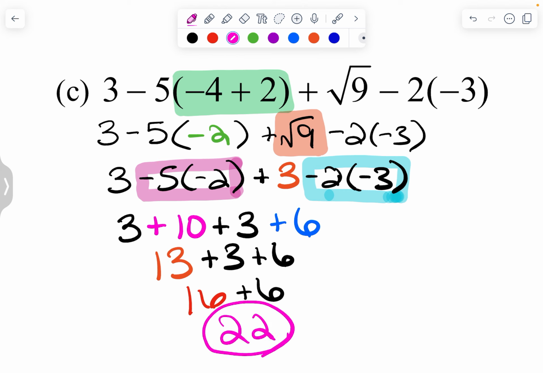All right, so that takes us through the last section of Notes 1 on order of operations. Please let me know if you have any questions or concerns.